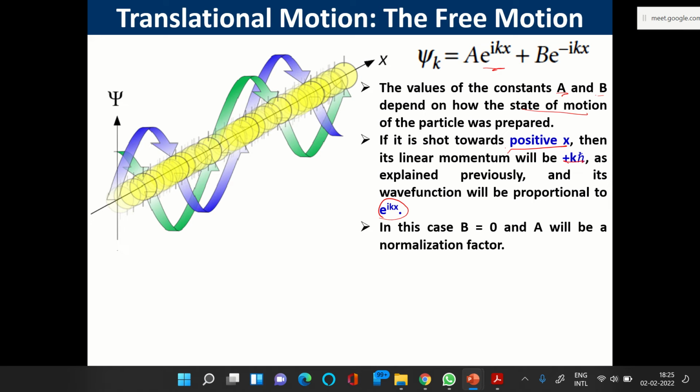So in this case, because it is moving only in one direction, the plus x direction, b will be 0, the second component, because there is no component going in the minus x direction. The capital B term should be 0, and a will be treated as the normalization factor here.